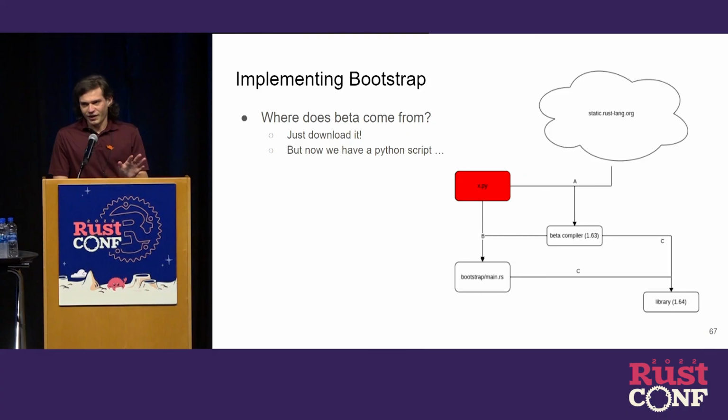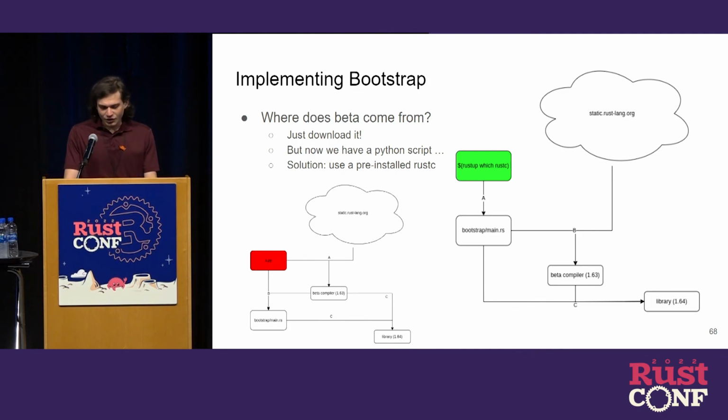And I got really frustrated at this. In like January of this year, I'm like, okay, I'm fixing this. I'm getting rid of this problem. And so instead of using Python, I had the idea, what if we just use the compiler people already have installed? Most people working on Rust use Rust regularly, which is why they contribute to the language. So we can just use the Rust they already have installed. Take that, build the beta compiler, build our build system, and there we go.